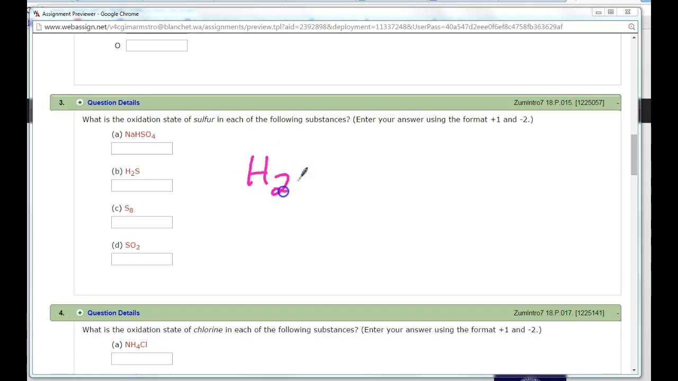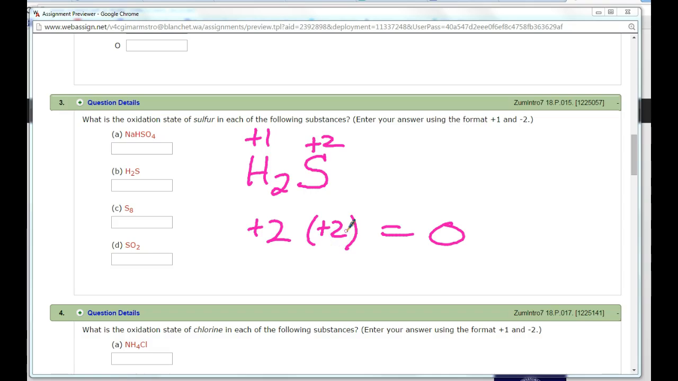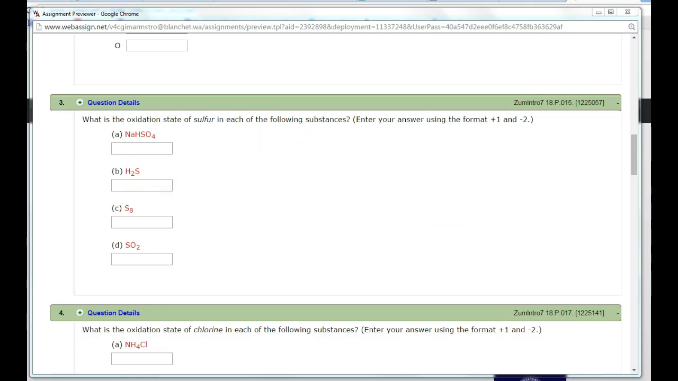Next one, H2S. Well, H is almost always a 1 plus. We have 2 of those, so that must be a plus 2. So what must S be to add up to a 0? It must be a plus 2. Because a minus 2. What are you thinking, Miss A? A minus 2, because that would then cancel that. So S in this case is a minus 2. And it generally is on the periodic table.